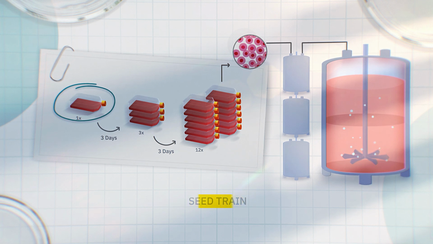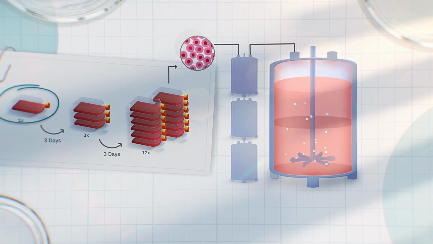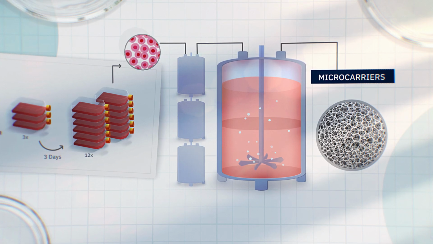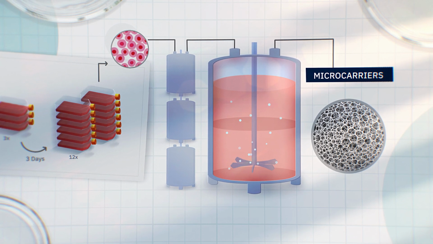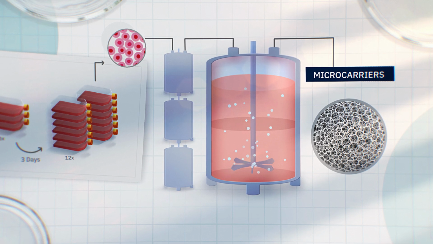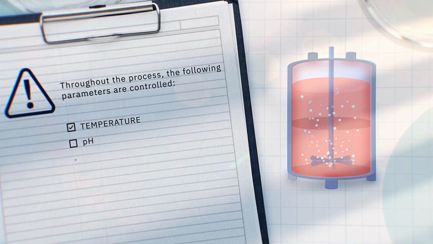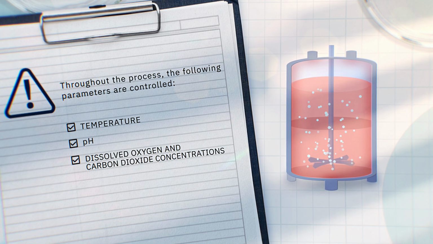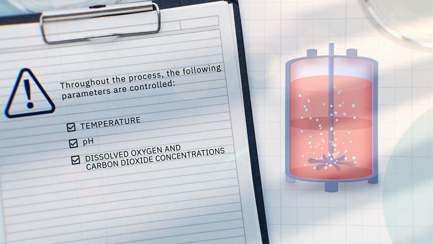The number of subculture steps in a seed train depends on factors such as the cell growth rate and the yield. For bioreactor cultivations, small porous structures known as microcarriers may be used to allow cells to attach and grow. Throughout the process, parameters including temperature, pH, and dissolved oxygen and carbon dioxide concentrations in the media are assessed to automate controls and monitor the culture in real time.